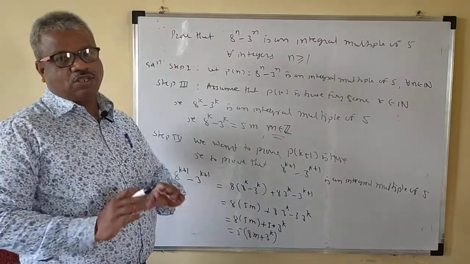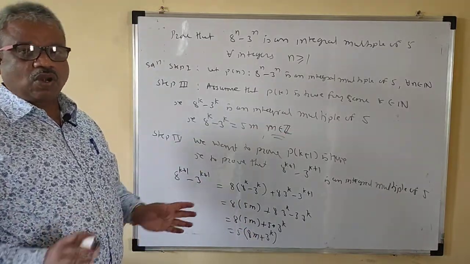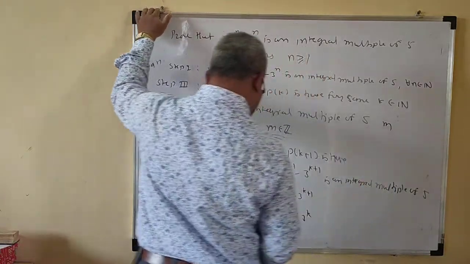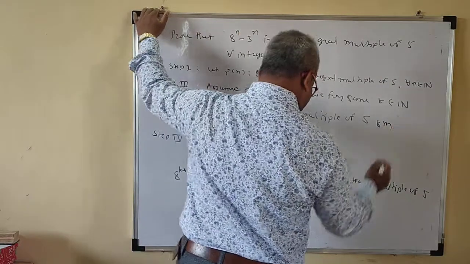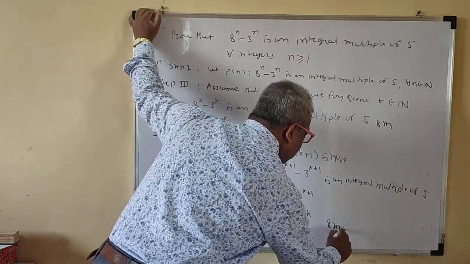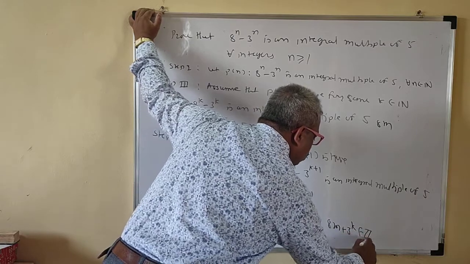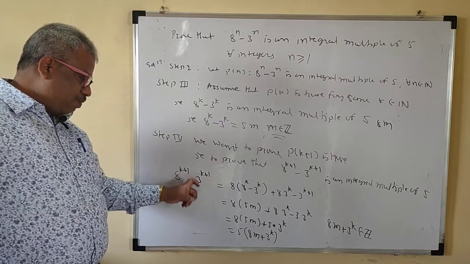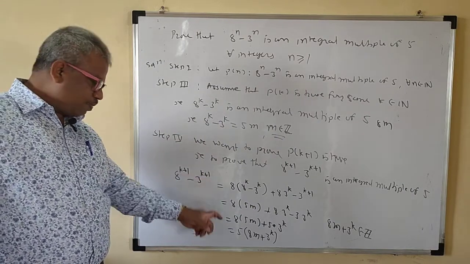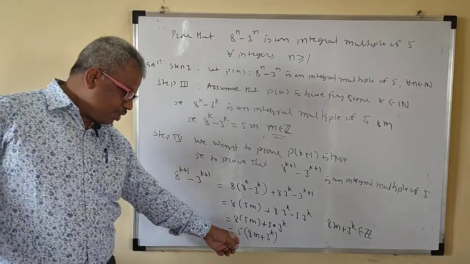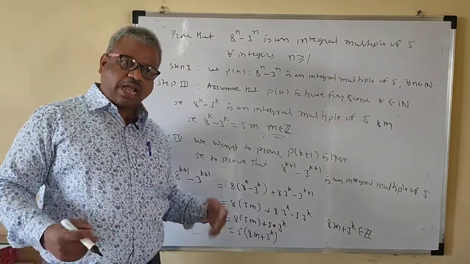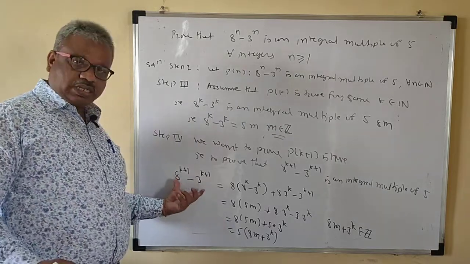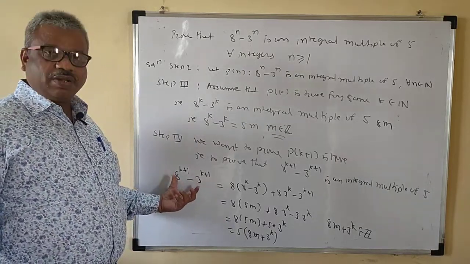So 5m is an integer. You know that the sum of integers is an integer, and the product of integers is an integer. So I write here 8m plus 3 raised to k belongs to Z. That means 8 raised to k plus 1 minus 3 raised to k plus 1 is 5 into some integer, and I want to express this in terms of 5. That means this is divisible by 5, or this is an integral multiple of 5.